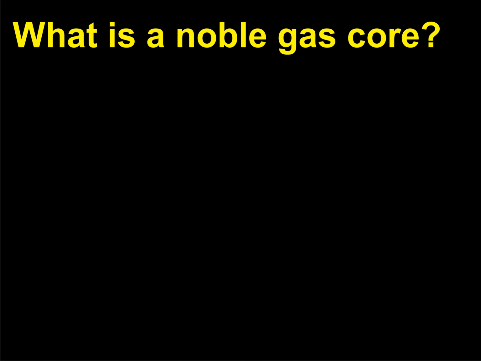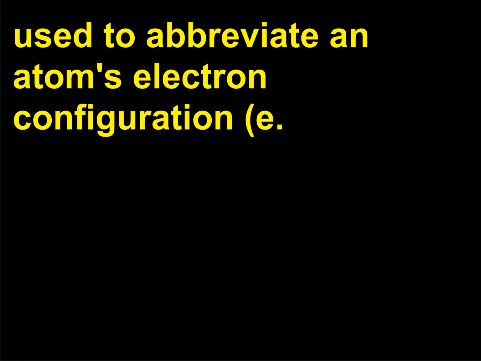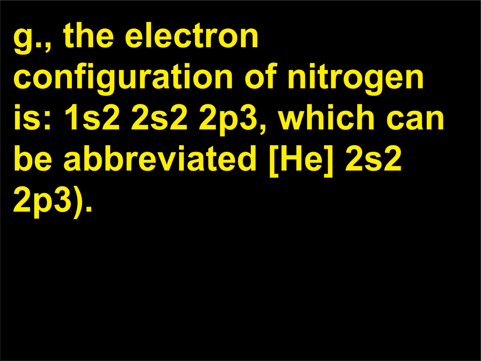What is a noble gas core? Used to abbreviate an atom's electron configuration, e.g., the electron configuration of nitrogen is 1s²2s²2p³, which can be abbreviated [He]2s²2p³.